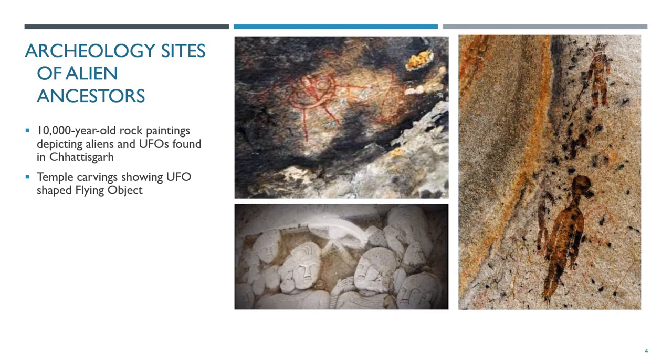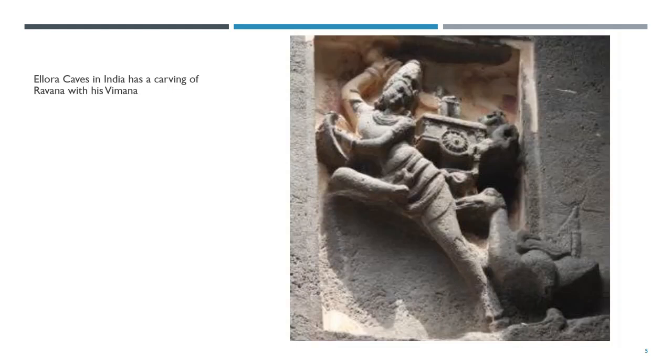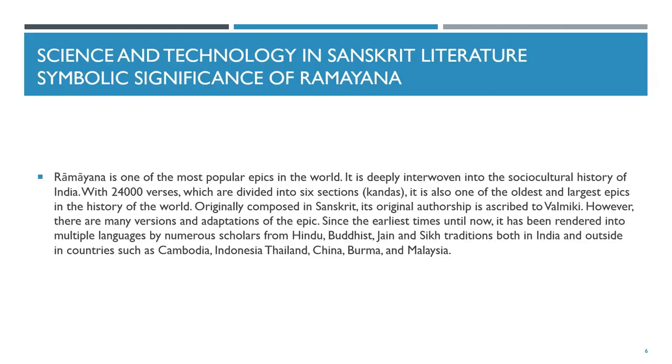So there are also temple carvings showing UFO shaped flying objects. There were many different types of flying objects at that time. And this is one of the famous carving caves in Ellora caves, India. It is a carving of Ravana, which is Vimana. It is a jetpack actually.